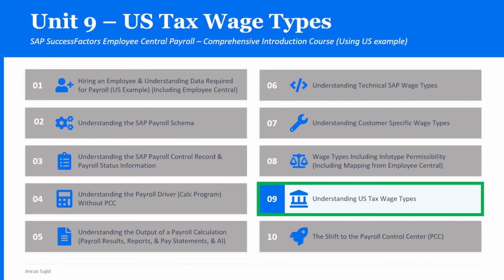Okay, hello everyone. So today I'm looking at Unit 9, and this is one that is very specific to the US. So if you're not dealing with US payroll, you can skip over this one. But if you are, then this is a very important unit where we talk about tax wage types and understanding what is going on here from a tax standpoint.